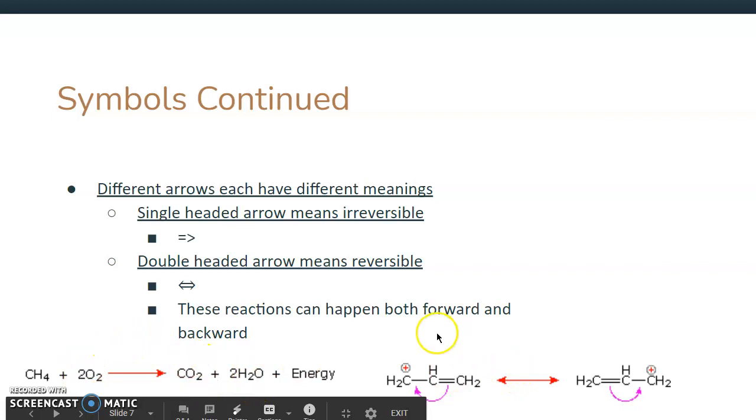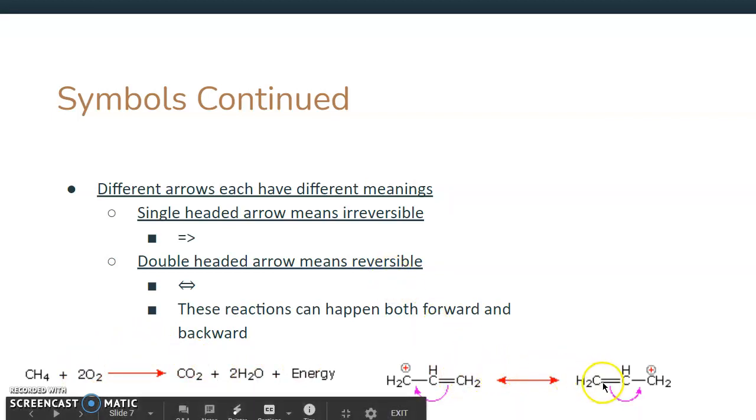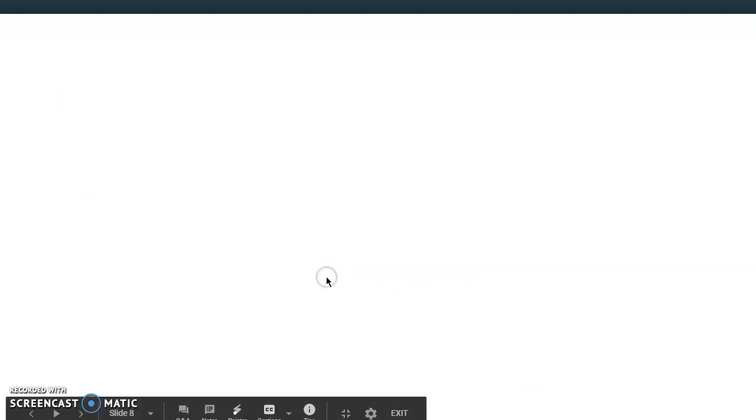But our reversible reaction means that it is constantly going forward, changing. This is showing a change of electrons. We're moving a bond from the right side to the left, and it can constantly go back and forth, meaning it's reversible. Most of what we will be working with is irreversible, but I wanted to explain what it would look like if we had a reversible reaction as well.